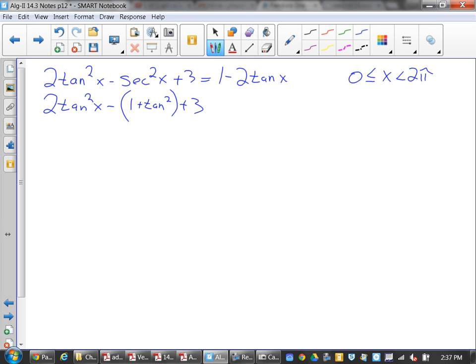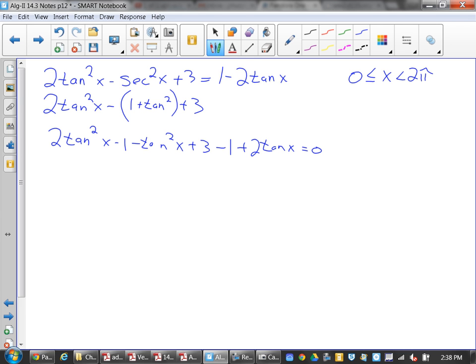I'm hoping you guys change secant squared to a tangent squared because you have so many more tangents going on. So we wind up with 2 tangent squared x minus 1 plus the tangent squared of x plus 3. I'm going to bring the other stuff over. Minus 1 plus the 2 tangent of x. All I did was just move everything over. Clay, this part you probably wrote in terms of u. Would that be minus tan squared? Now I'm going to combine my like terms.